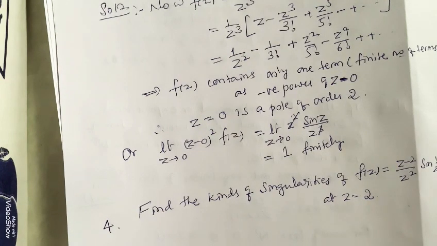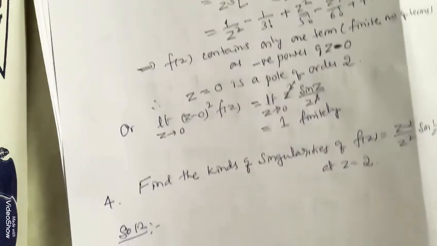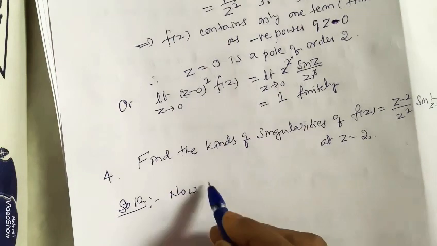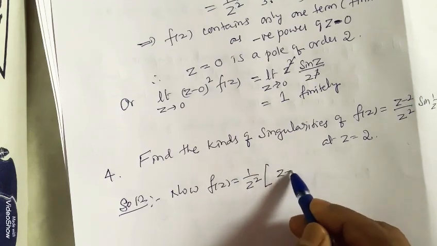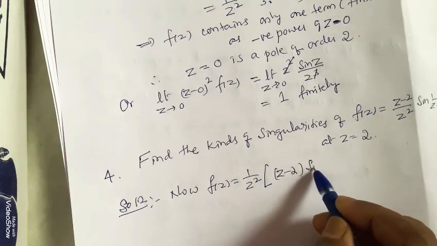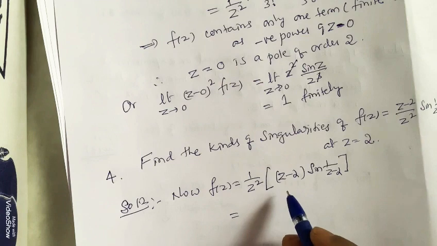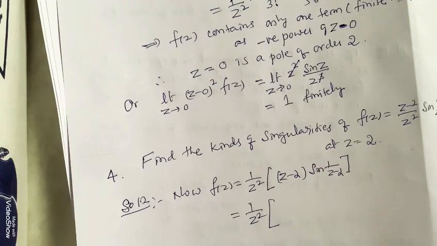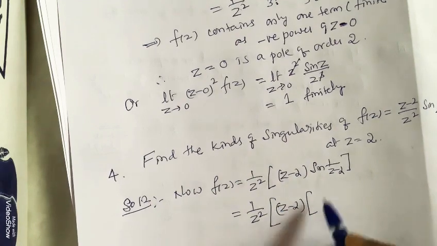What are the total number of singularities means you can write it is pole as well as essential singularity both. So you can write now, f(z) is equal to 1/z² · (z − 2) into sin of 1/(z − 2). You can even apply the limit also. 1/z², (z − 2), and you can expand this one.